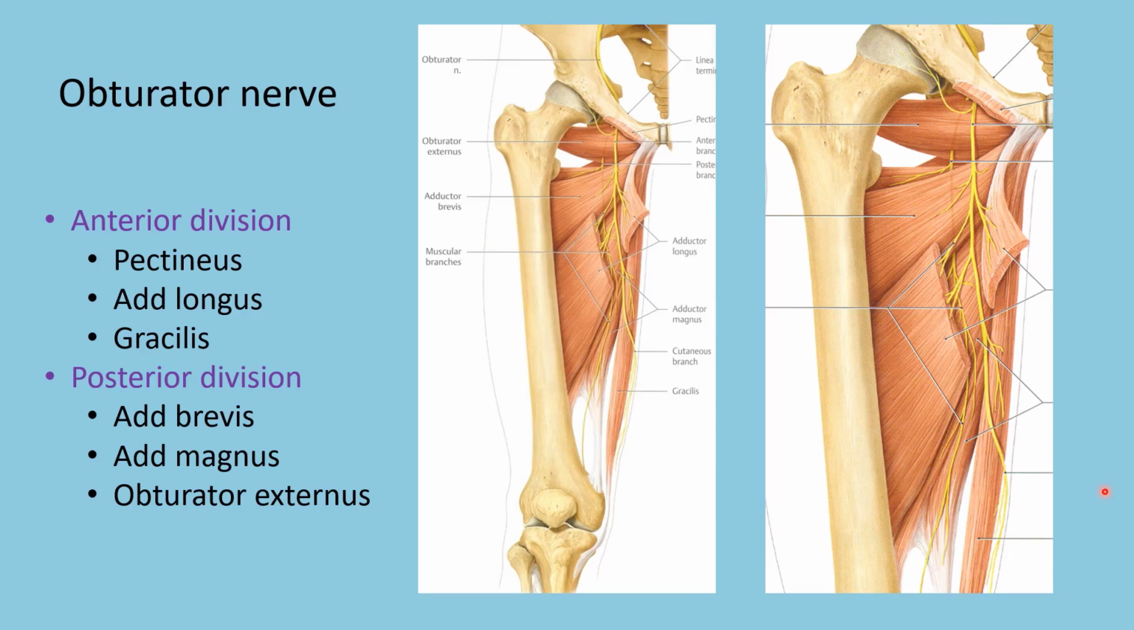Posterior division also supplies adductor magnus, which is behind all these muscles, and also supplies obturator externus. Indeed, posterior division passes through the mass of obturator externus. Anterior division also gives a twig to hip joint, whereas posterior division, after supplying the adductor magnus, gives innervation to knee joint. Both hip joint and knee joint are supplied by obturator nerve, hip by anterior division, knee by posterior division.